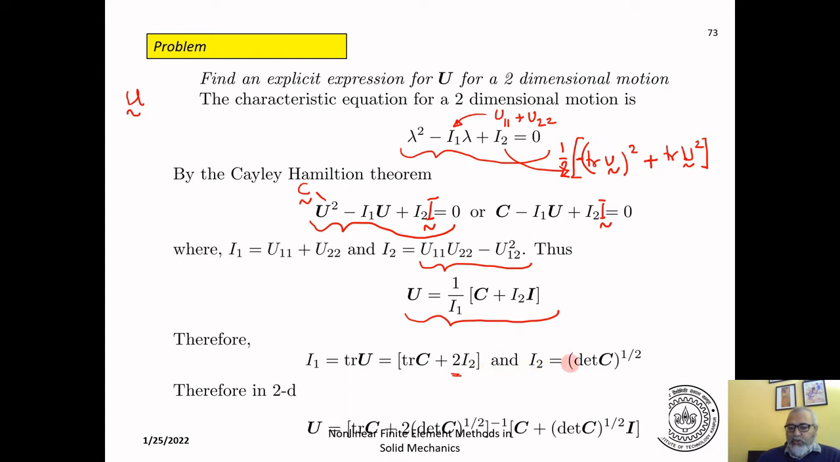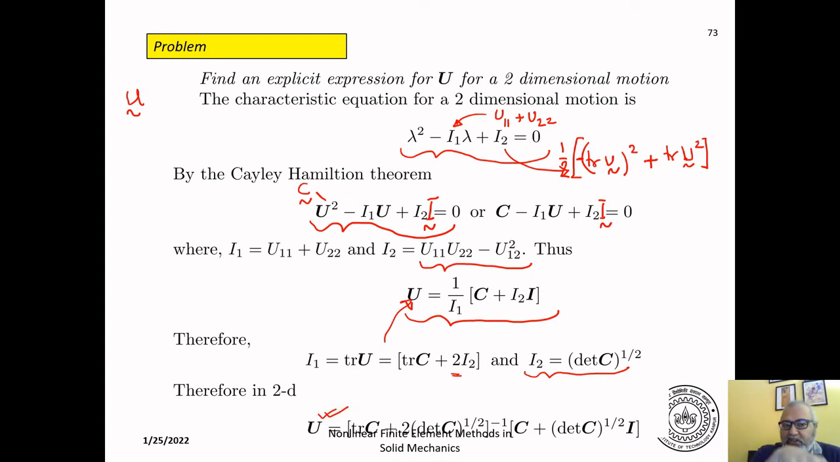Similarly, I2 is determinant of c to the power half. We have again proved this result because c is equal to u square. Determinant of c is the square of the determinant of u. So this follows from there. Okay, and now putting these together into this expression, we can write an explicit expression for u in terms of c for a two-dimensional problem.